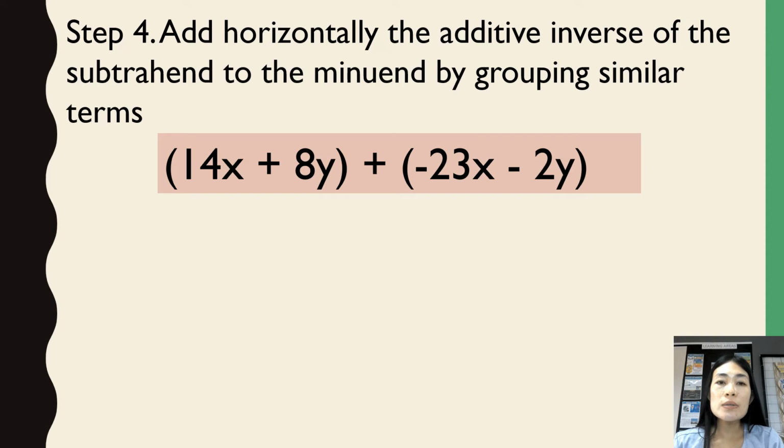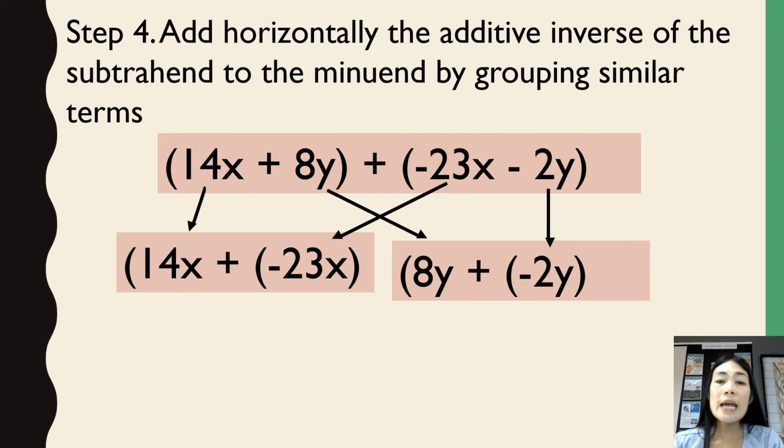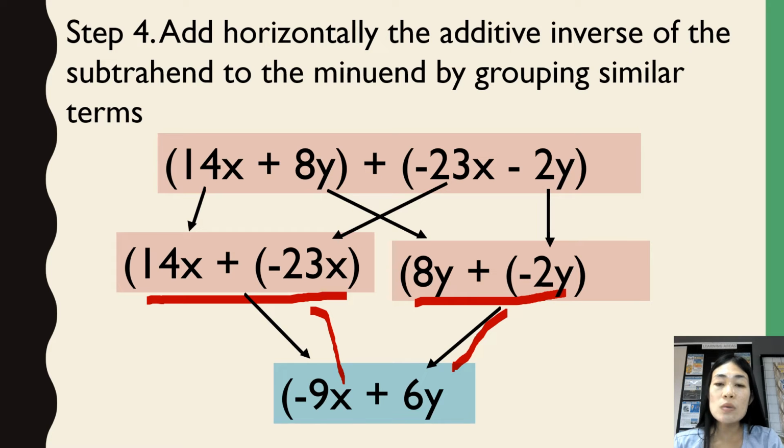Step 4 is to add horizontally the additive inverse of the subtrahend to the minuend by grouping similar terms. So we will group the similar terms, 14x plus negative 23x, and 8y plus negative 2y. And then add them together. We have 14x plus negative 23x is negative 9x. And 8y plus negative 2y is positive 6y. So this is the answer.